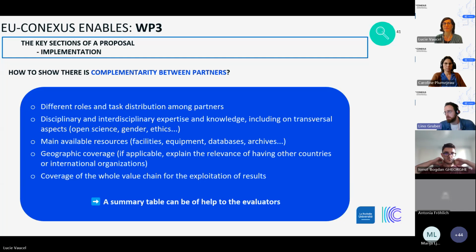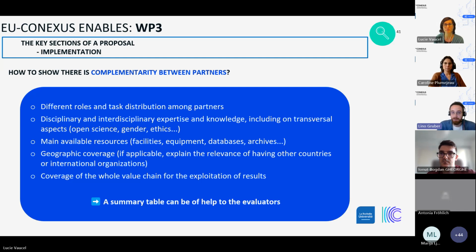So a couple of tips to show complementarity between partners. You can show that partners have different roles. They don't do the exact same thing in the project. Tasks are well distributed. The work packages also. For instance, if you have too many work packages led by the same partner, this wouldn't help your proposal be successful, because you need to show that every addition, every partner that you included matters and is there for a specific reason.